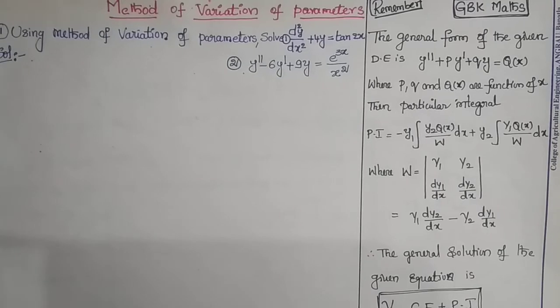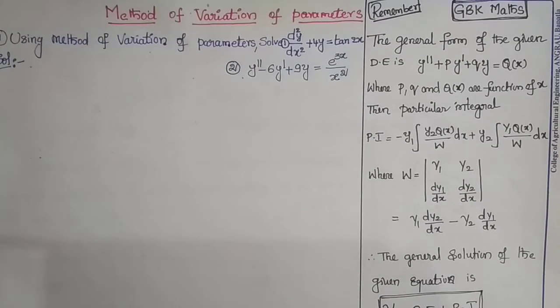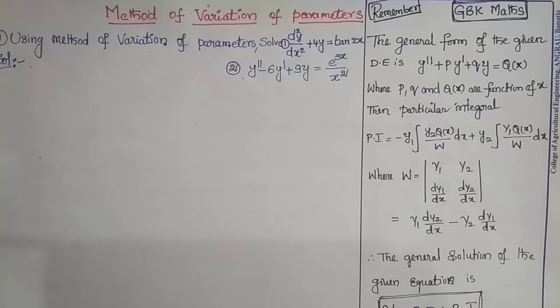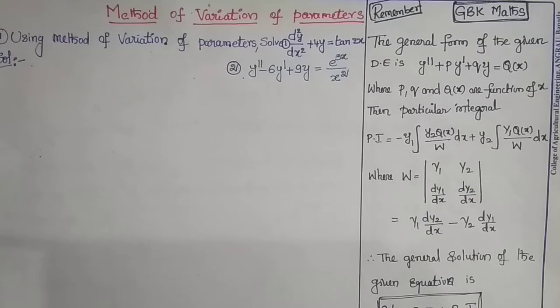Everyone, today I am going to teach the method of variation of parameters: how to solve y double prime minus 6y prime plus 9y is equal to e power 3x by x square, by using the method of variation of parameters.